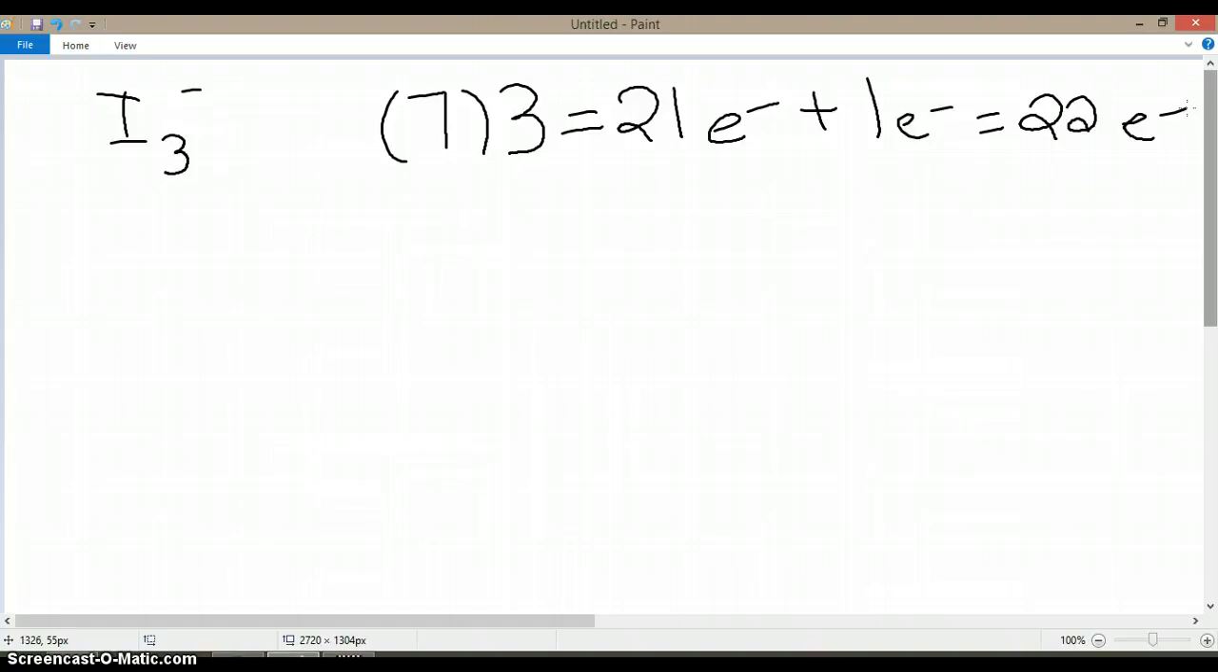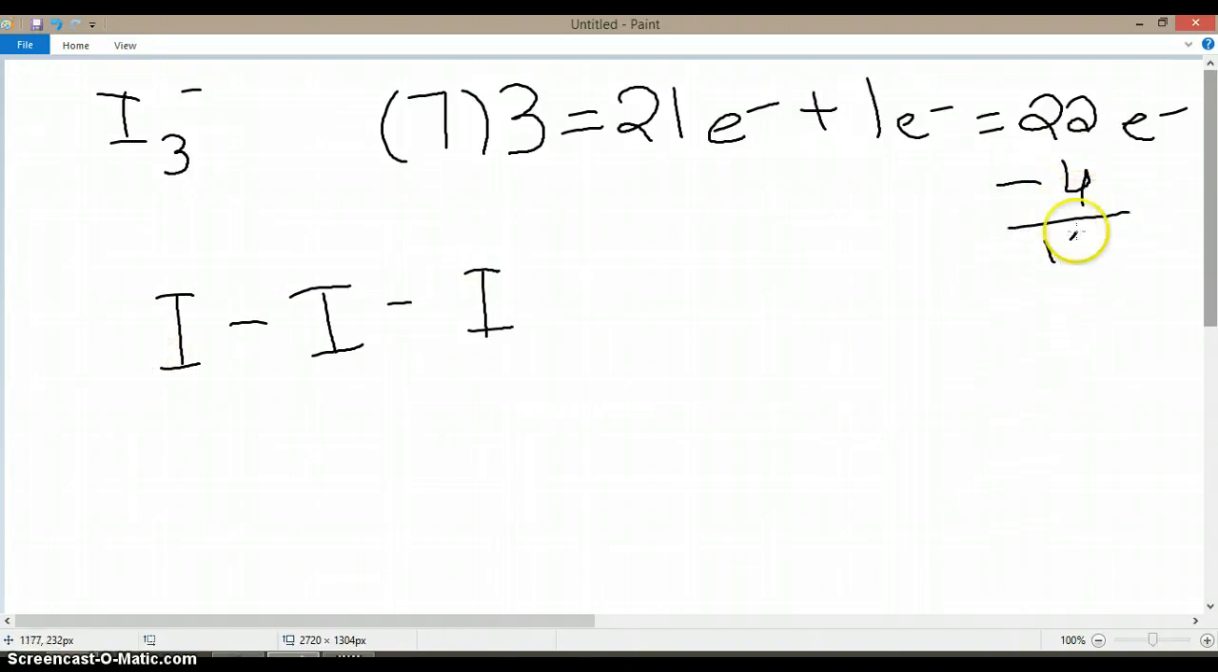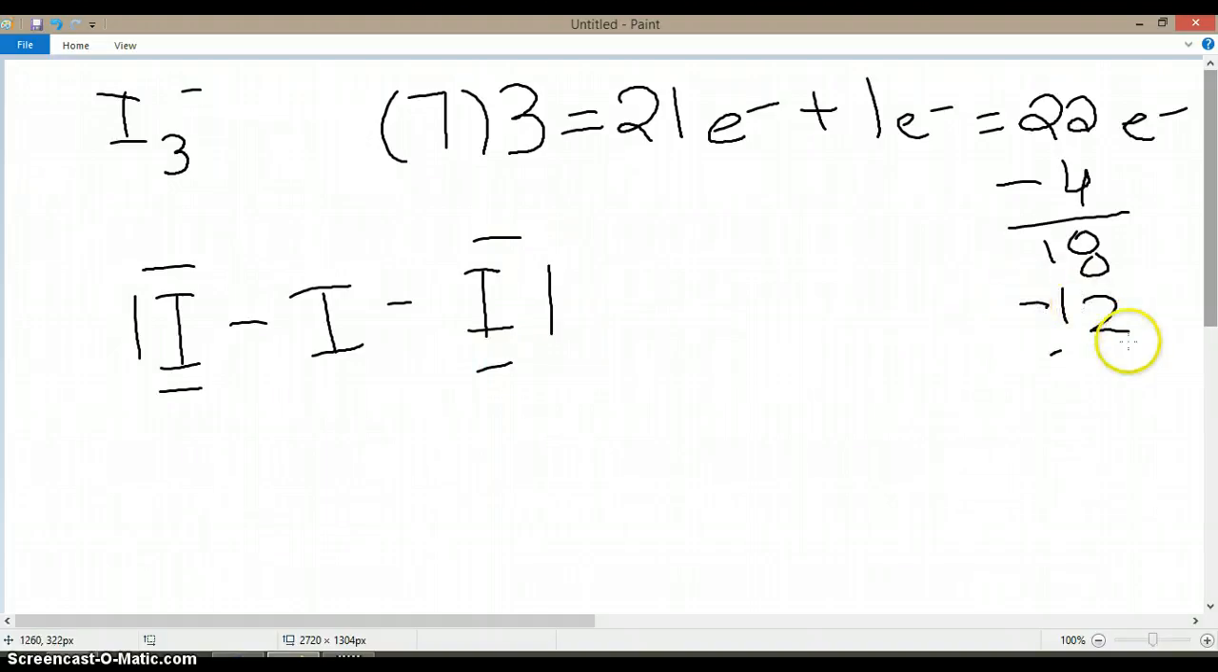Okay, so now it's the same as before. All 3 of them are the same, so it doesn't matter which one is the central atom. You're just going to draw your iodine, and then your other iodine, and then your third iodine. Now you've used up 4, so you're going to have 18 left over. Now you want to place the remaining electrons around the outer atoms. So we're going to place 2, 4, 6, 8, 10, 12, and 18 minus 12 leaves us with 6.